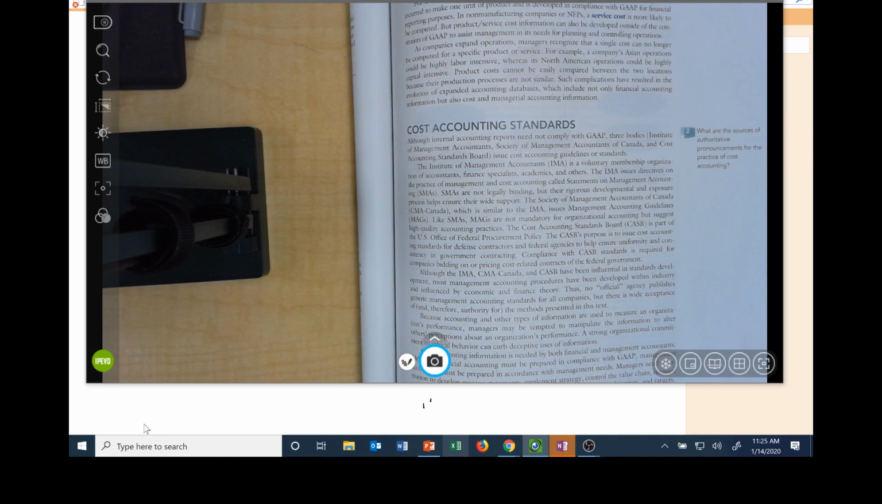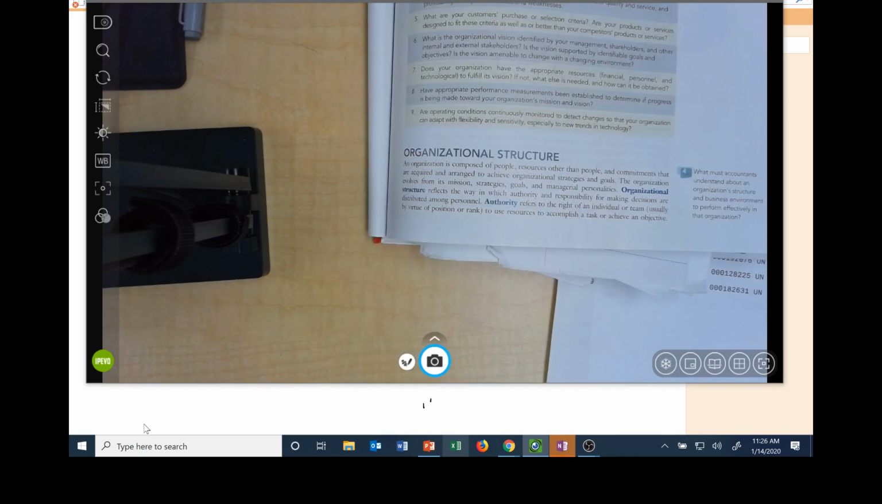All right, this first chapter, which you don't have to read, if we were talking about management, I'd talk more about organizational structure. I'd talk about the chain of command, the organizational chart, and the principles of management, organizing and communicating and decision making. But here, an organization is composed of people, resources other than people, and commitments that are required and arranged to achieve strategies and goals. That's our college.